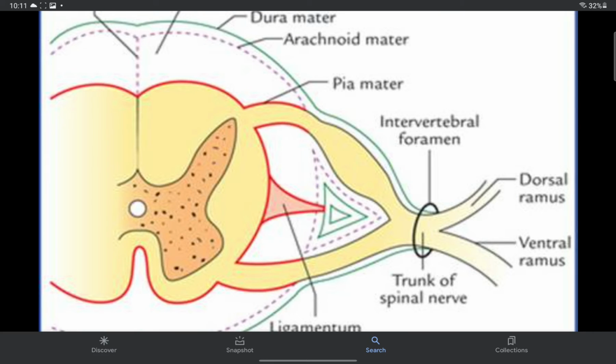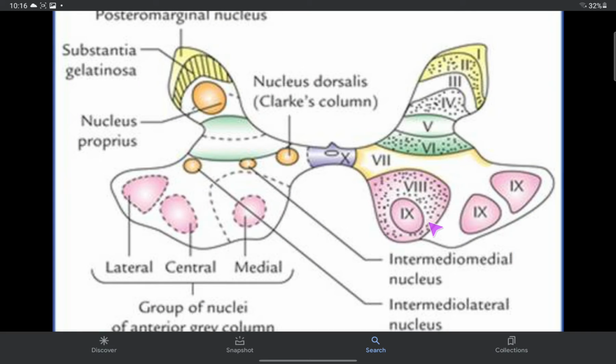When you are taking a cross section of the spinal cord, this is the H-shaped gray matter, and this is the anterior horn, and this is the posterior horn. It is because this is the dorsal root ganglion, which is a sensory ganglion. So this must be dorsal and this must be ventral. So this is the anterior horn, which is motor, and this is the posterior horn, which is sensory.